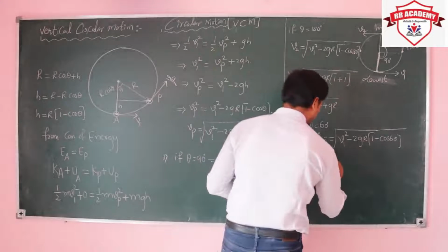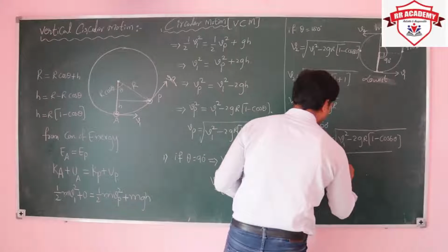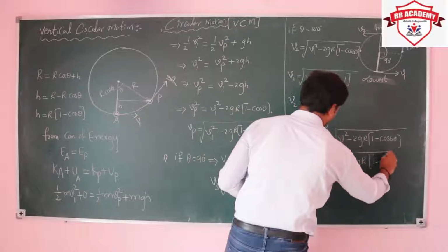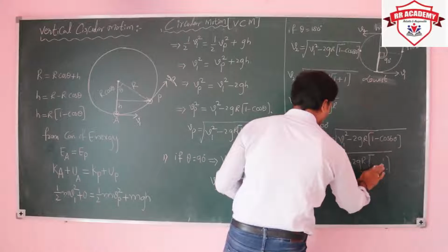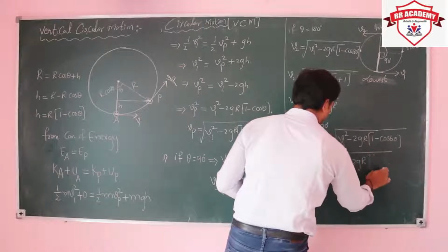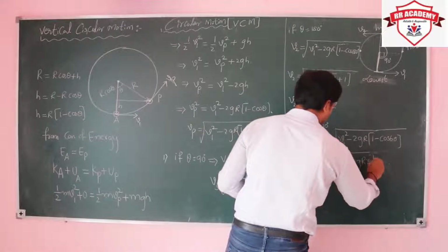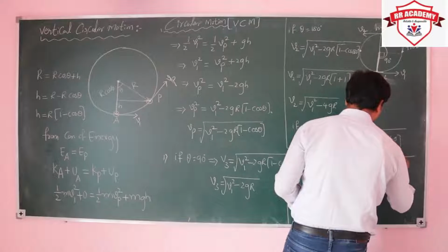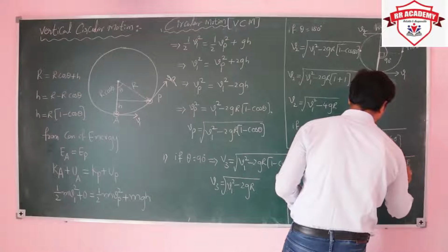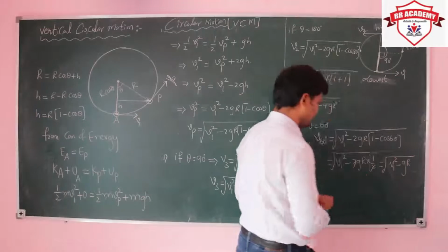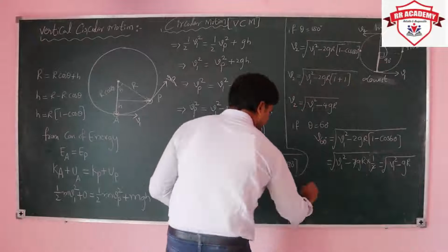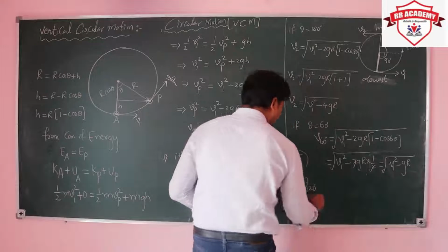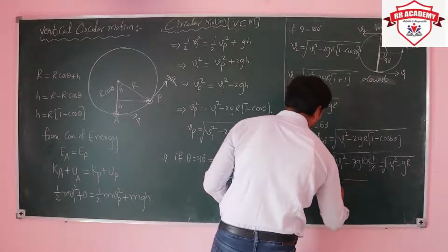So under root v1 square minus 2gr of 1 minus 1 by 2, that is again 1 by 2 only. If you take it with 1 by 2, the value cancels. So the value is under root v1 square minus gr. You can try again at 120 degrees. If theta is 120, then what are we getting?